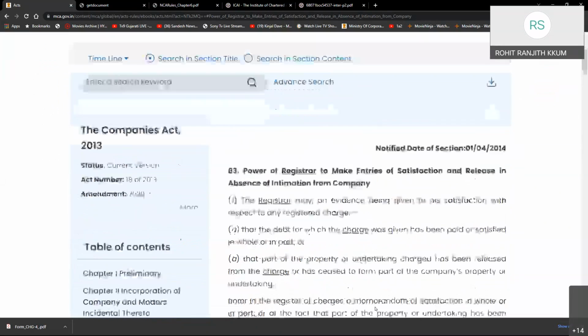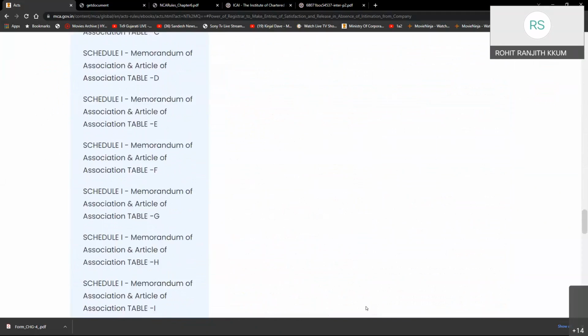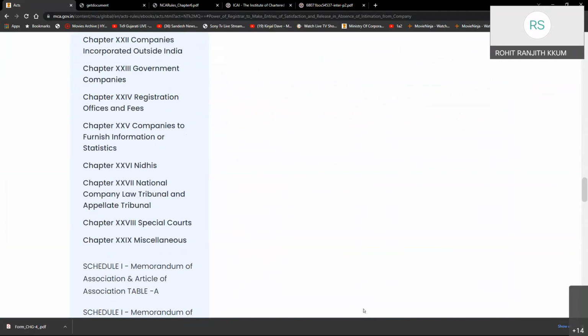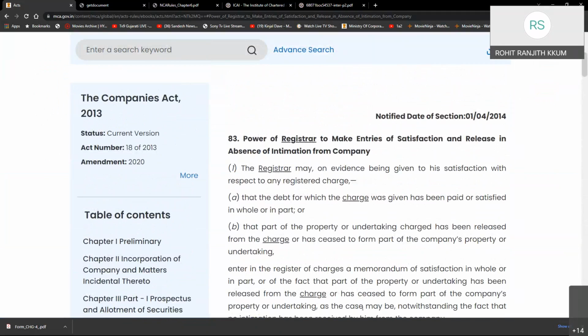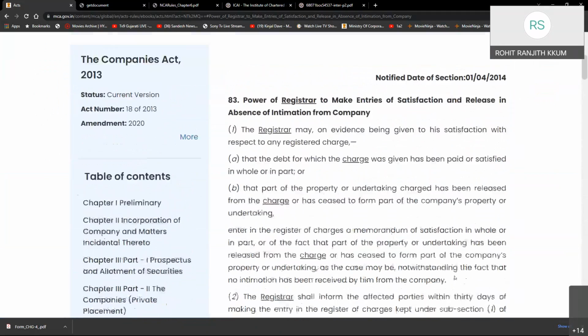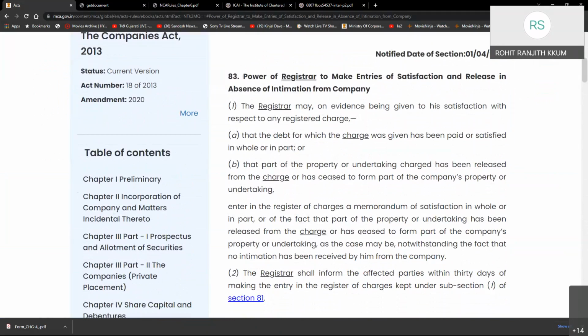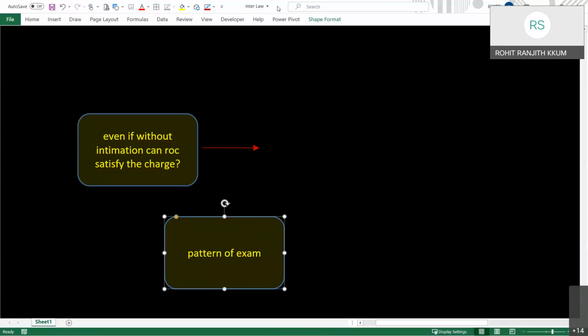ठीक है? So I hope guys the section number 83 is clear to all of you. If you want to take a snapshot of this, you are allowed to do this. You can do that. Okay, fine. So guys, 83 is done.